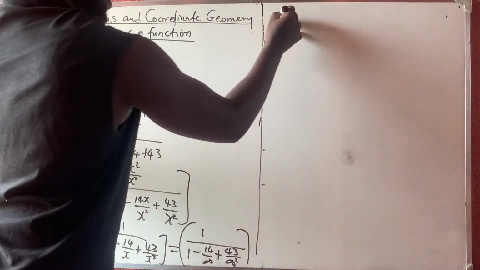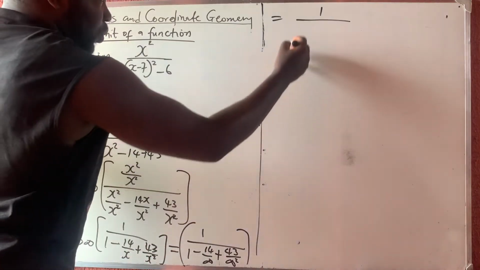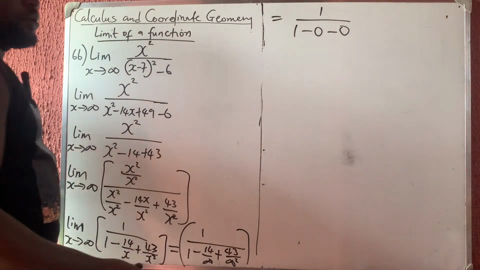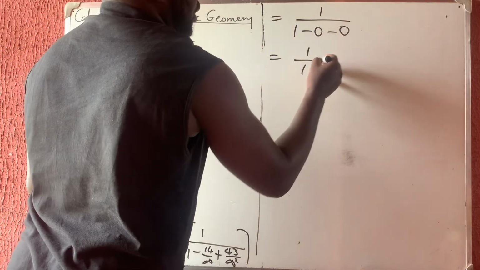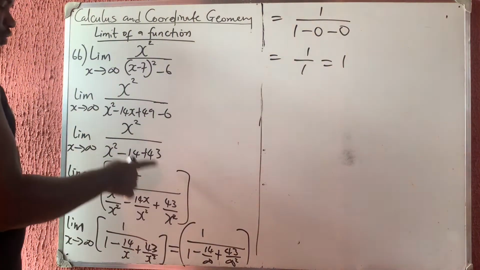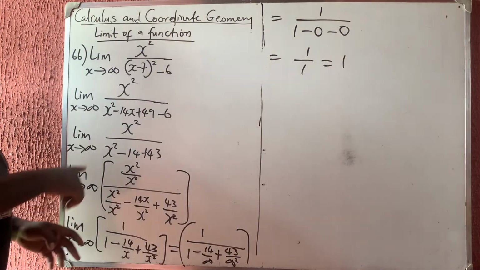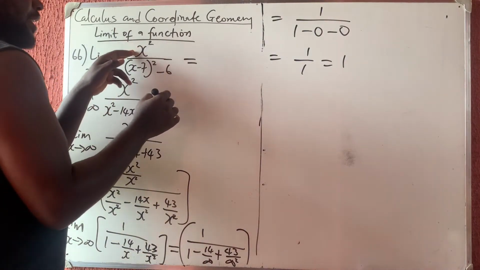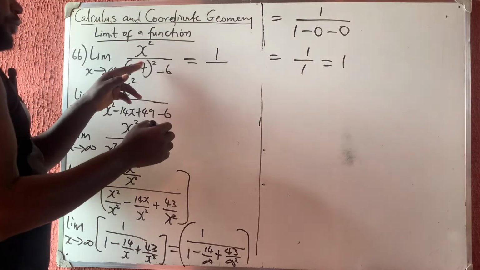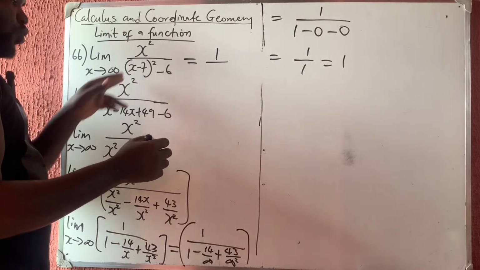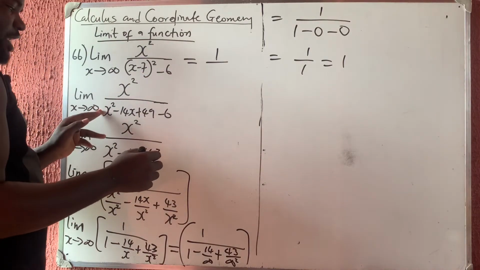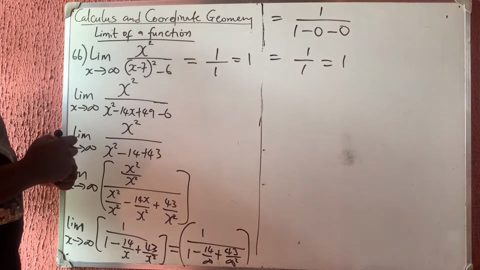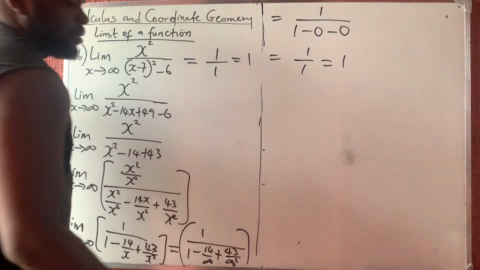This is now 1 over 1 minus 0 minus 0, because anything divided by infinity is 0. Okay? So which is giving me 1 over 1, which is what? 1. So instead of taking all these long processes, if it is an objective question, what we simply do is take the coefficient of the highest power, 1. If you factorize this one, the highest power is going to be x squared, like I factorized here. So the highest power, the coefficient is equally 1. So 1 divided by 1 is 1. So that is just it. Just take their coefficient. Okay?